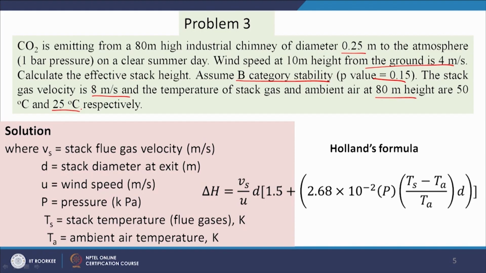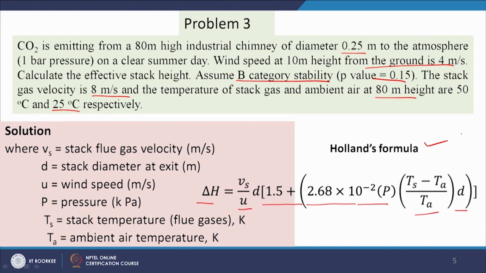Okay. So, how we can do that? So, we know that del H, the plume rise, is equal to Vs by U into D into 1.5 plus 2.68 into 10 to the minus 2 into P into Ts minus Ta by Ta into D. So, that is called Holland's formula. We have discussed it in our previous classes.